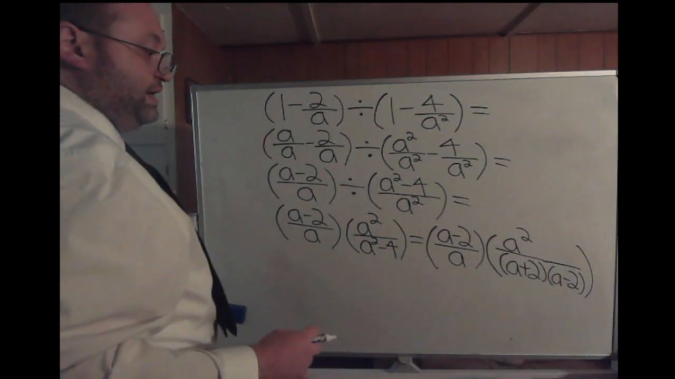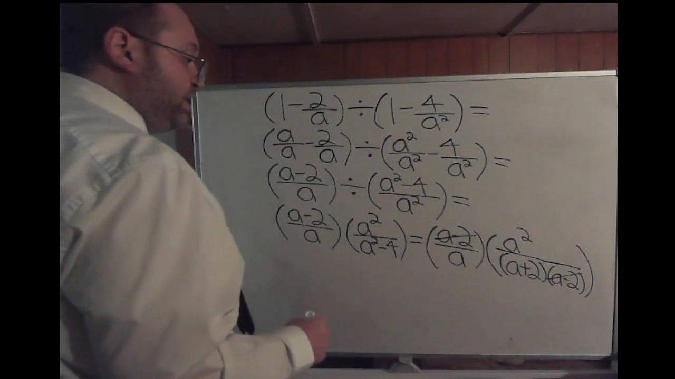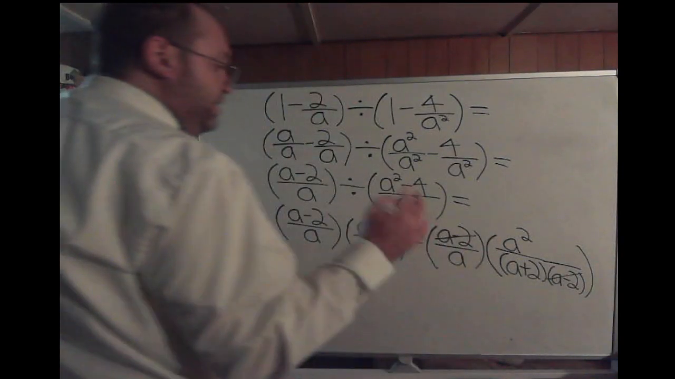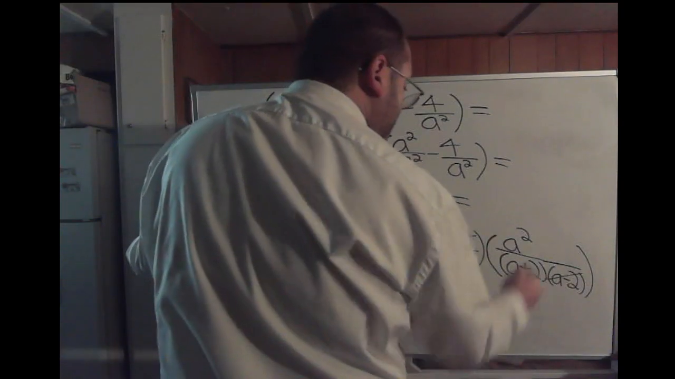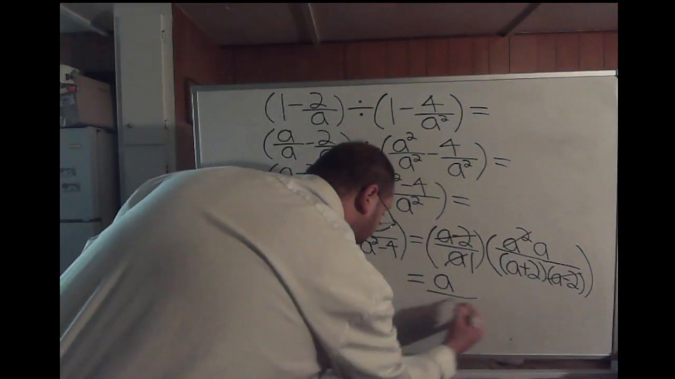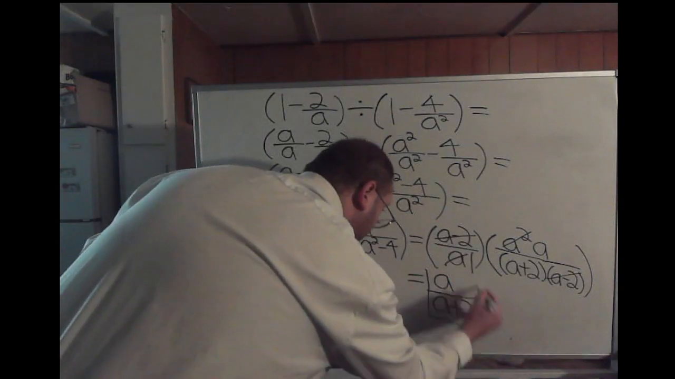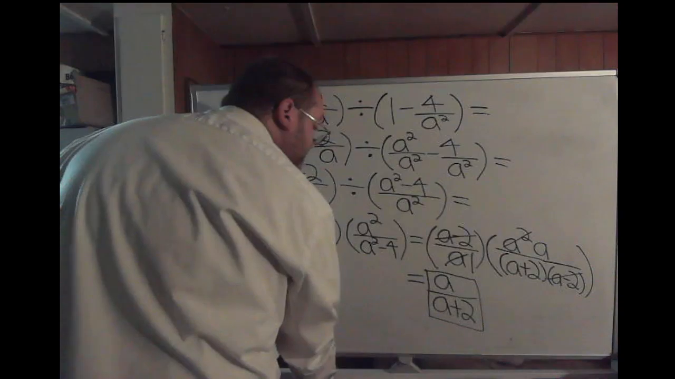Well, we notice here between numerator and denominator, a minus 2 cancels out, so that makes life a little bit easier. Then between the numerator and denominator, you have a and a squared. Well, a is a factor of a squared. Divide a by a, you get 1. Divide a squared by a, you get a. So what you should be left with in the end would be a over a plus 2. And that would be your answer, a all over a plus 2.